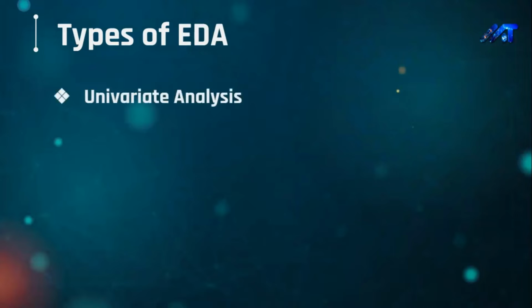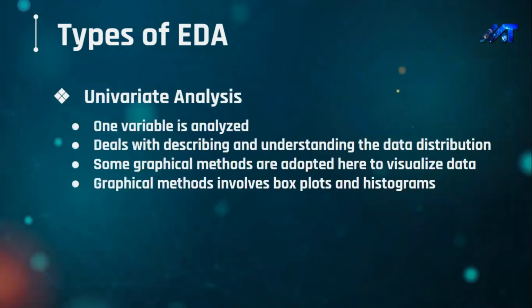Firstly, univariate analysis. In this type, only one variable is analyzed. Consequently, there are no relationships to be analyzed or found, as would be the case if there were multiple variables. This type of data analysis deals with describing and understanding the data distribution. Some graphical methods are adopted here in order to visualize the data, including box plots and histograms.